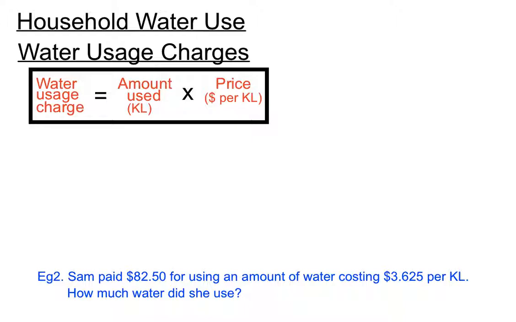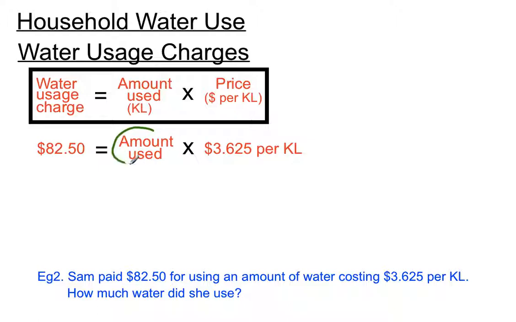So we'll put all the numbers that we have from the question into the formula, or just underneath the formula here. The water usage charge, she was charged $82.50 for using a certain amount of water. We don't know that amount that was used, so we'll just put amount in there. But we do know the price, so we'll put $3.625 per kilolitre underneath the price of the formula. So we'll try to get this amount here on its own, just by solving the equation.